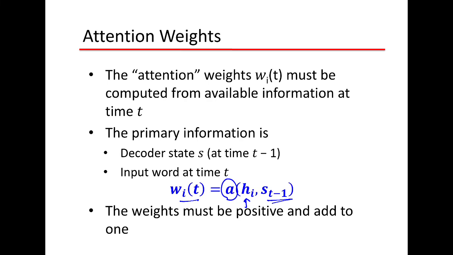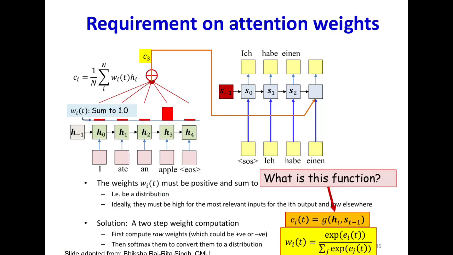These weights must also be positive and they should add to 1, because there's an input context length or input sentence. You want to make sure they add to 1 so that you can focus on one word at a time. Or if you want to look at the whole sentence, the model can give equal weightages. So how do we do this? How do we make sure that happens?